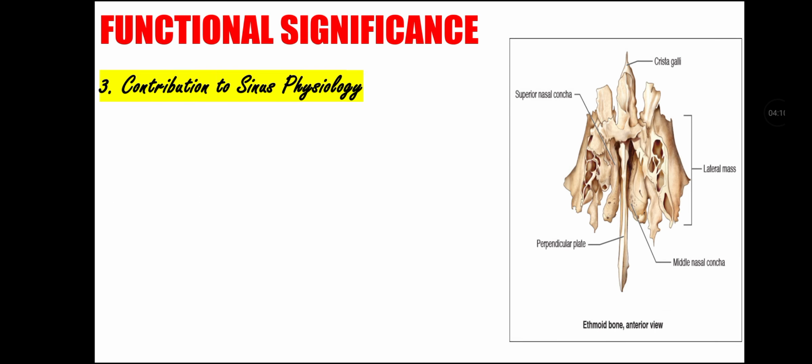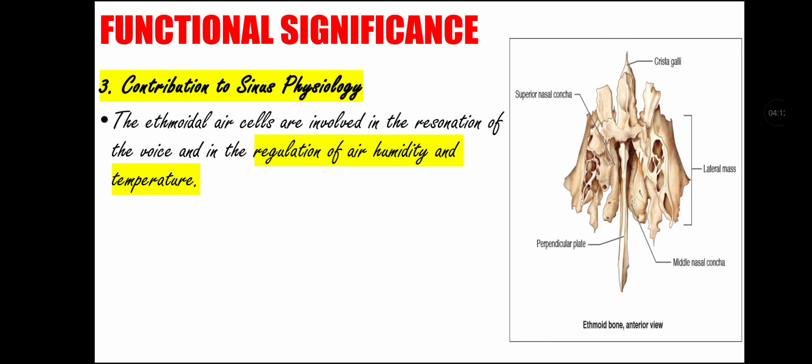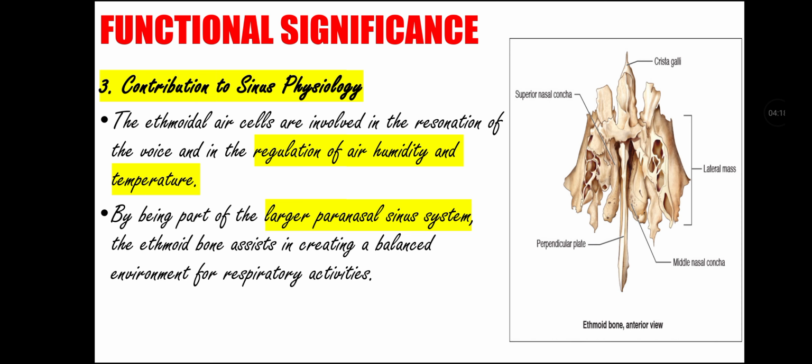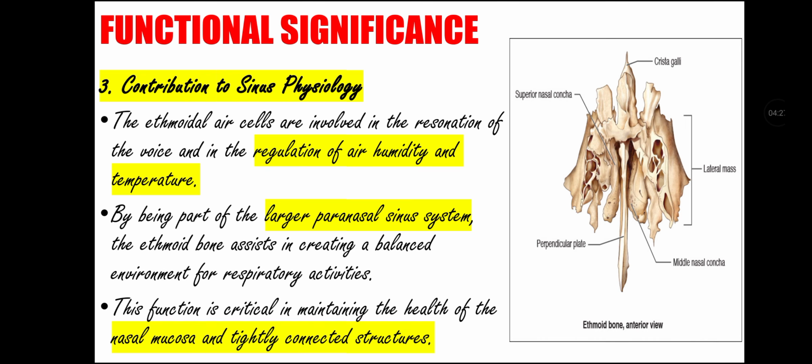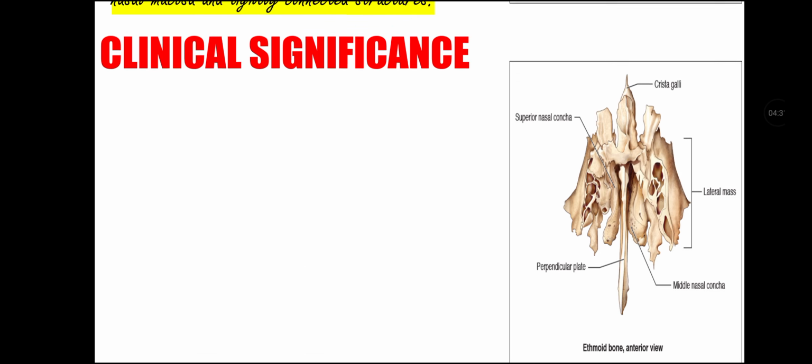Further talking about functional significance, it also contributes to the sinus physiology, as ethmoid air cells are involved in resonation of the voice and in regulation of air humidity and temperature. By being part of the larger paranasal sinus system, the ethmoid bone assists in creating a balanced environment for respiratory activities. This function is critical in maintaining the health of the nasal mucosa and closely connected structures.